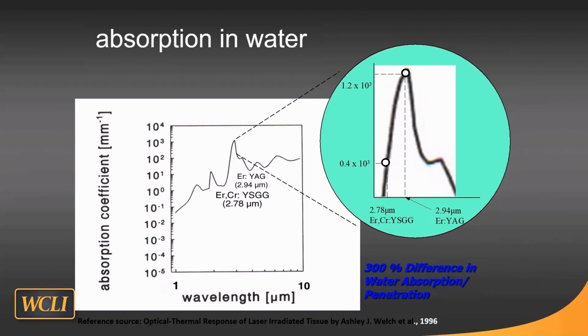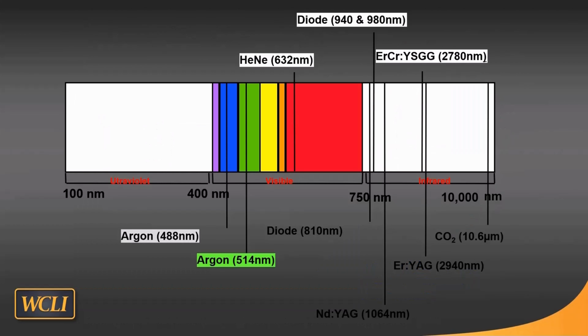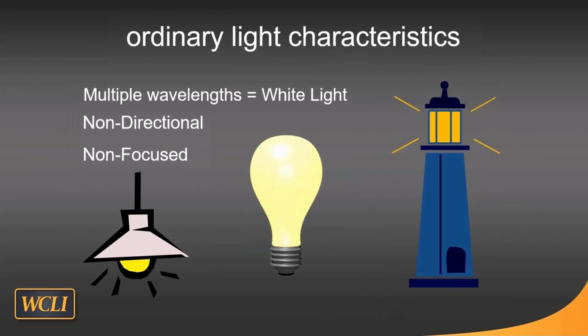And then as we get out into around the 10,000 range, anywhere from 9,300 to 10,600 nanometers, we end up seeing the CO2 wavelengths, and that's where we get absorption into all three of the chromophores: the water, the hydroxyapatite, and the pigment. So how is laser light different than ordinary light?